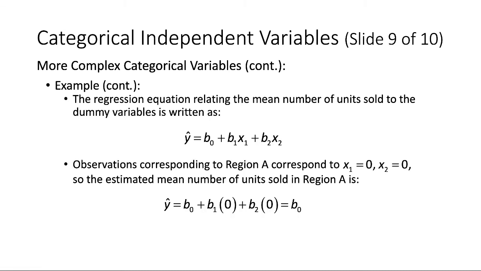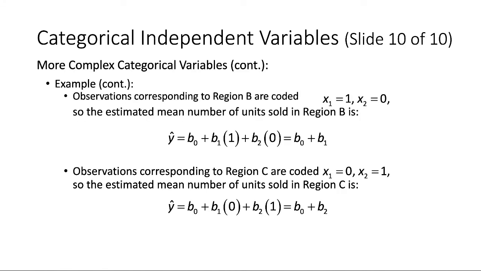The regression equation relating the estimated mean number of units sold to the dummy variables is written as y equals b0 plus b1 times x1 plus b2 times x2. So for the observations corresponding to region A, we have x1 equal to 0 and x2 equal to 0, just like the previous table shows. So the estimated mean number of units sold, which is our predicted result or our dependent variable, is y equals b0 plus b1 times 0 plus b2 times 0. And that means y equals b0. So that is the y-intercept.